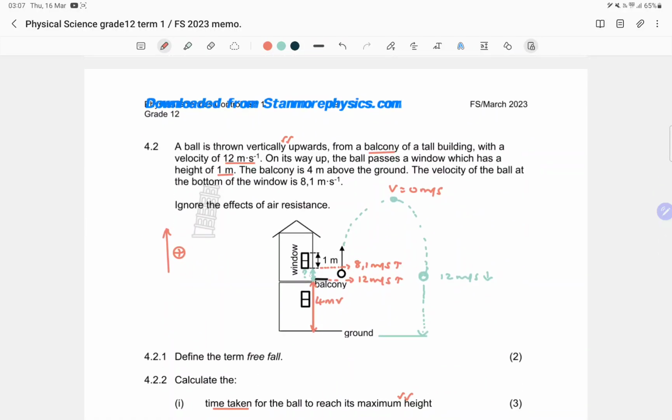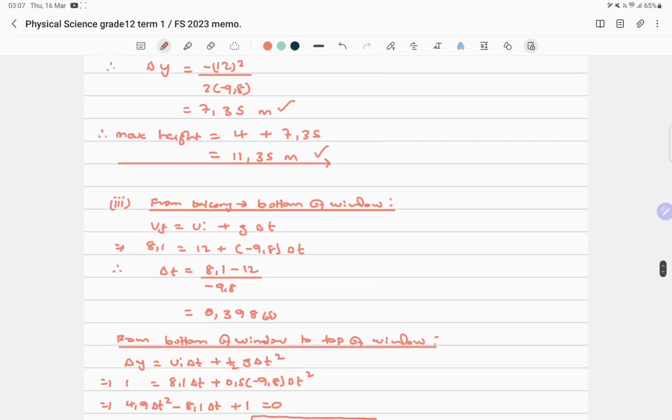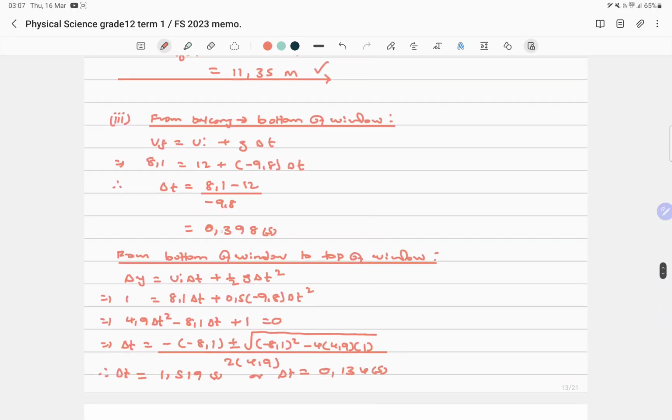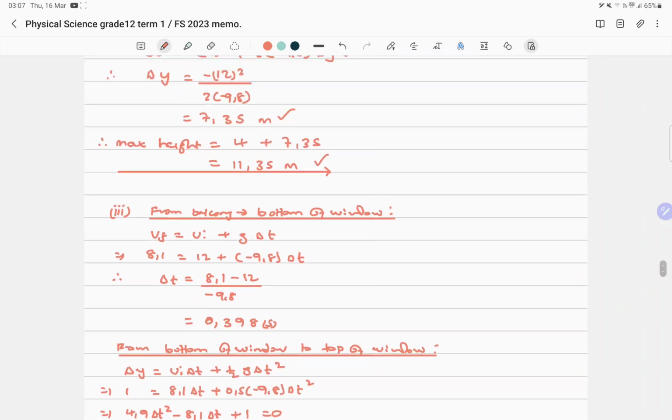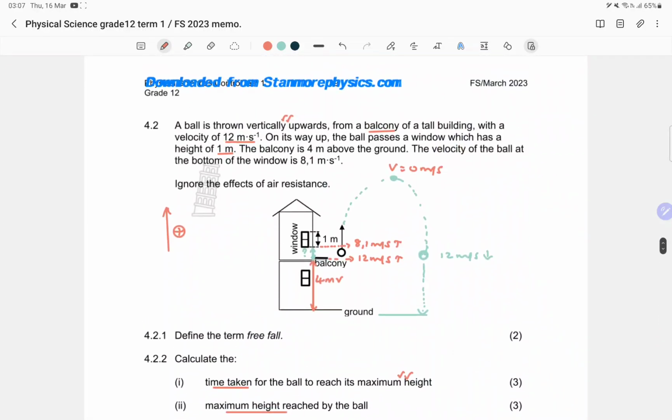First of all, we need to find out what is that height from the balcony to the window. We need to know, because for the speed to have dropped from 8 to 12, we saw that it took how much time to finish off that height. We saw that it took 0.39 seconds. Now we've got to work out something so that we can be convinced of which time is correct. So let's do it.